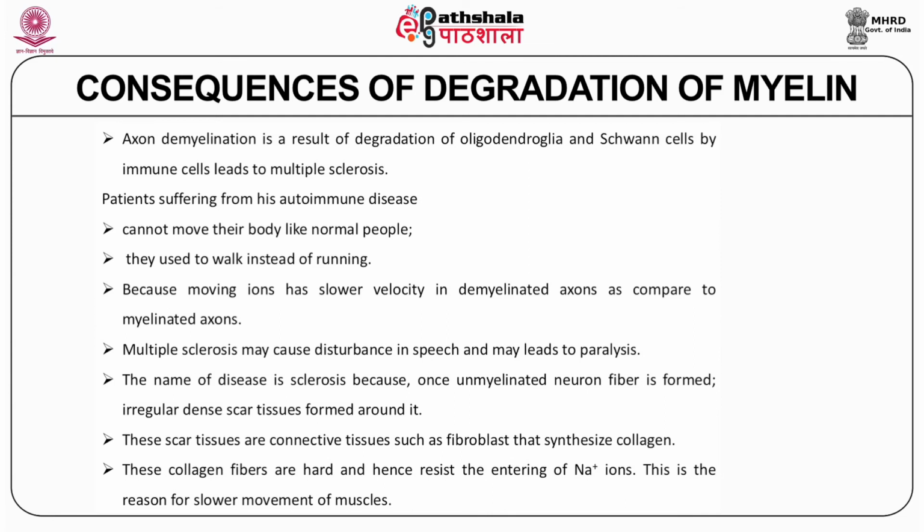The disease is named sclerosis because once a demyelinated nerve fiber is formed, irregular dense scar tissue forms around it. This scar tissue is connective tissue, such as fibroblasts that synthesize collagens. These collagen fibers are hard and hence resist the entry of sodium ions. This is the reason for the slow movement of muscles.